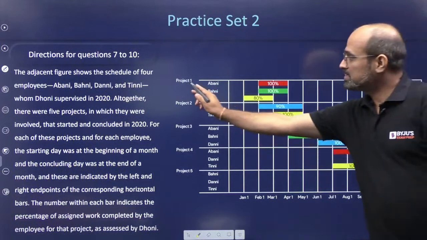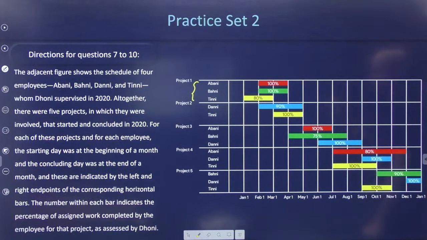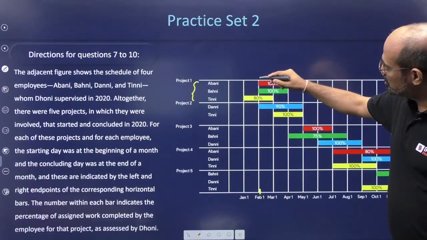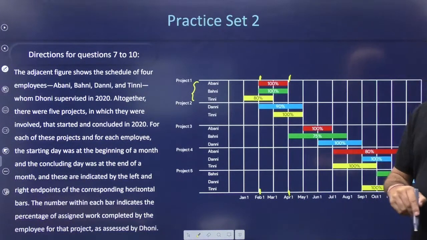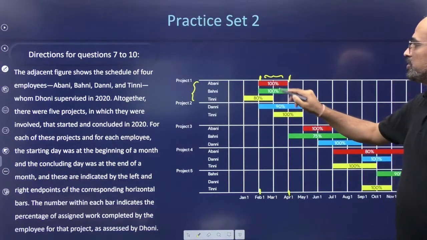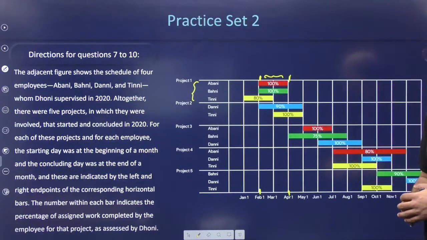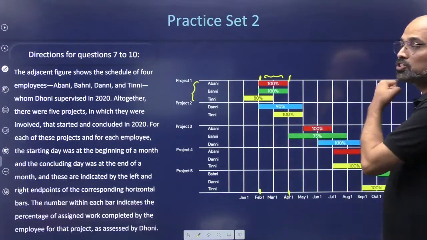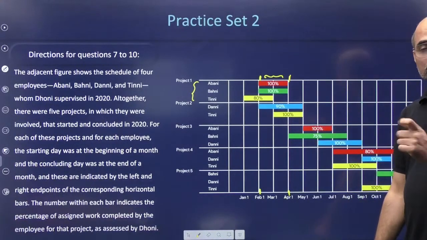If you look at the first one, it says project 1. This is project 1, which had to be concluded by 3 employees, Abani, Bahani and Tinni. So Abani started the project in the month of February. 1st of February, he or she started and completed that project by 31st of March and was able to complete 100% of the work. I'm only talking about A right now. If I look at B, represented by the green horizontal bar, it also started on 1st Feb, and it completed 100% of the project assigned to him or her by Dhoni in those 2 months.